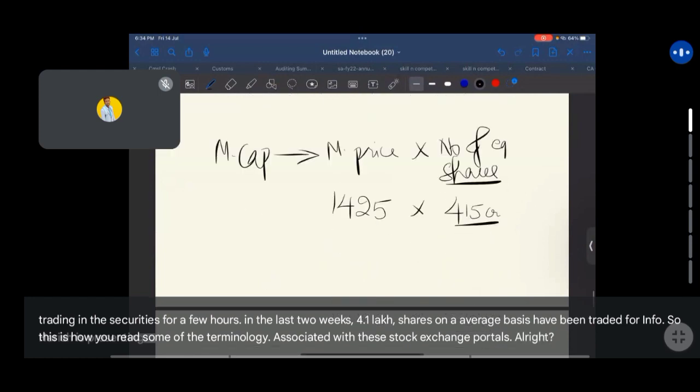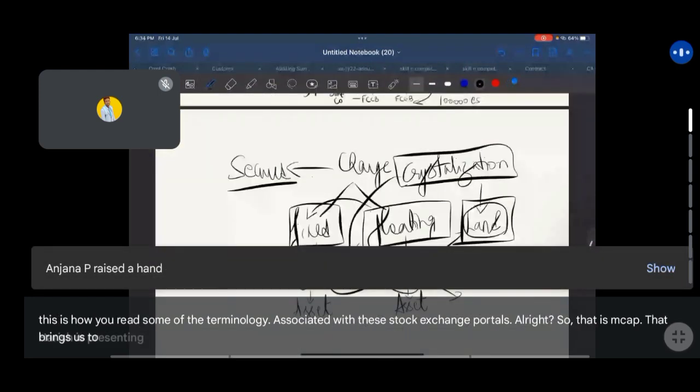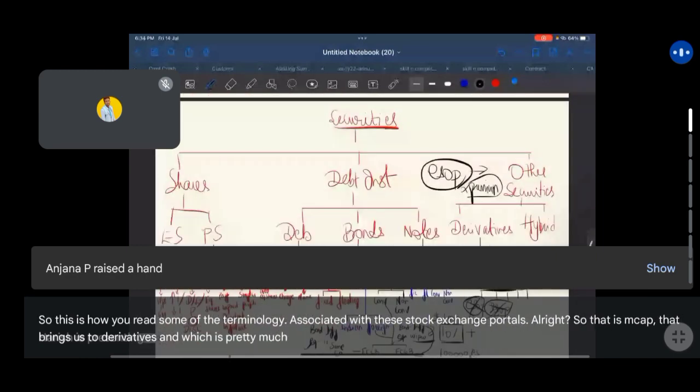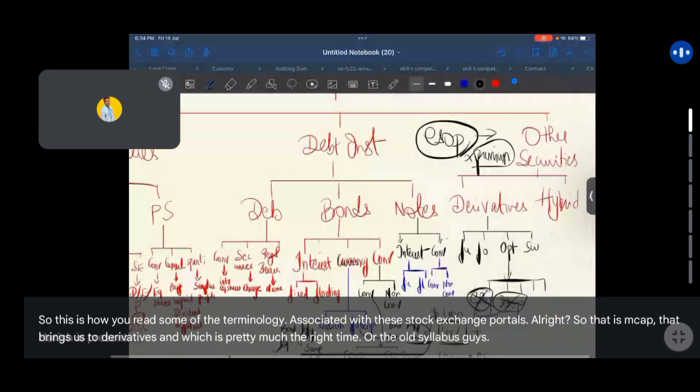All right. So that is MCAP. That brings us to derivatives, which is pretty much the right time for the old syllabus guys also to join in.